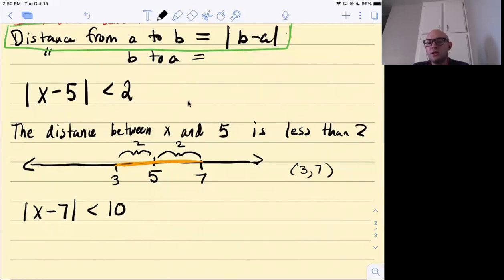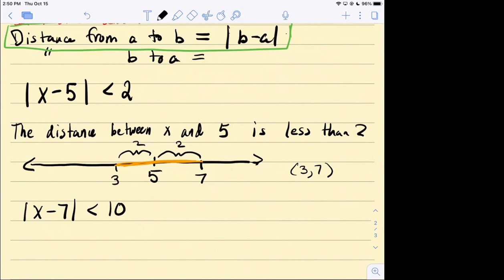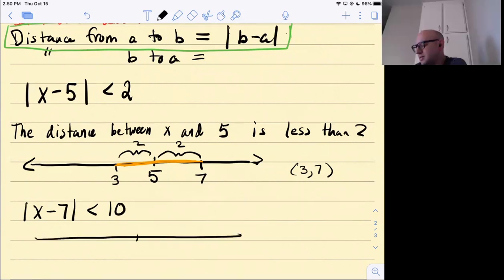All right, Kanjit, do you want to share how you thought about it? I basically did the same thing where I put 7 in the middle, then went 10 over and then 10 back, and then I got -3, 17. Awesome, thank you. So you got 7 here, and this is the distance between x and 7.